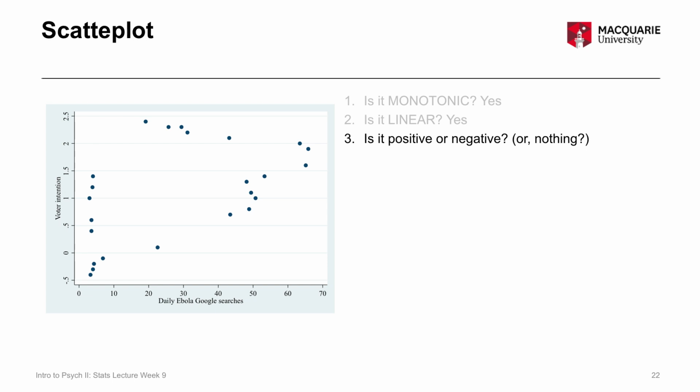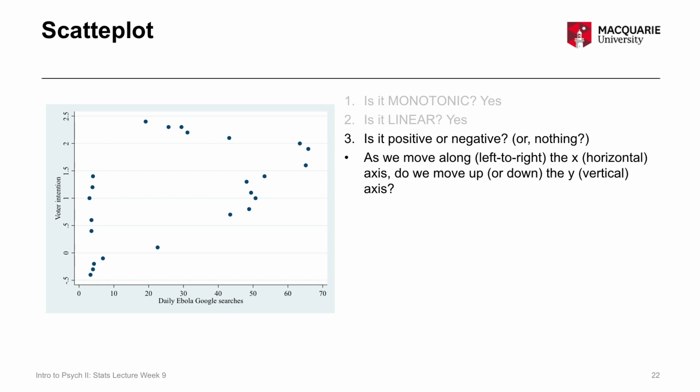Third question is there a positive or a negative or no effect? And that's really looking to describe the shape or the direction of the linear association. So is there a positive trend or is there a negative trend? We talked about this a few slides ago. So as we move from left to right across the x-axis, do the data points move up, which means they're a positive relationship, or do they move down, which means it's a negative relationship?